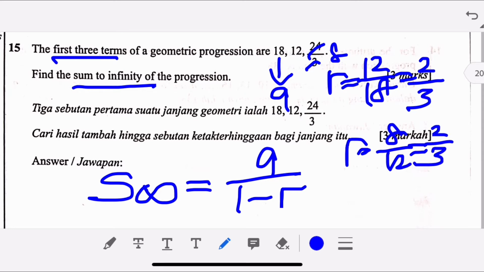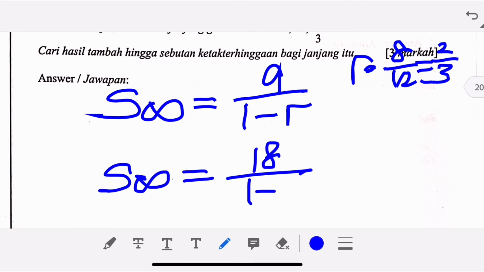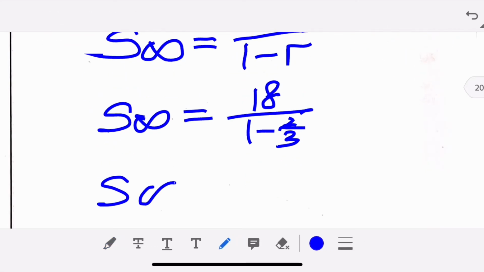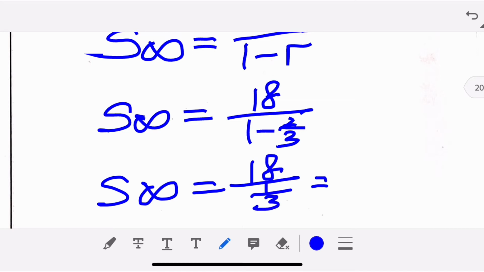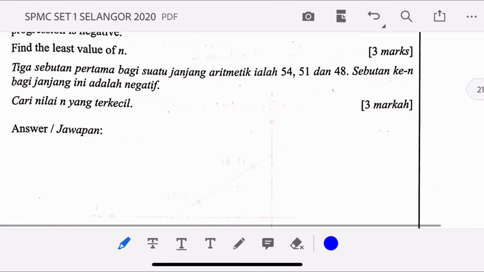Also getting the same, which is the common ratio, is 18 over 1 minus 2 over 3. So the sum to infinity is 18 over 1 over 3, which is equivalent to 54, right? Okay, so we have solved question 15. So let's proceed to question number 16.